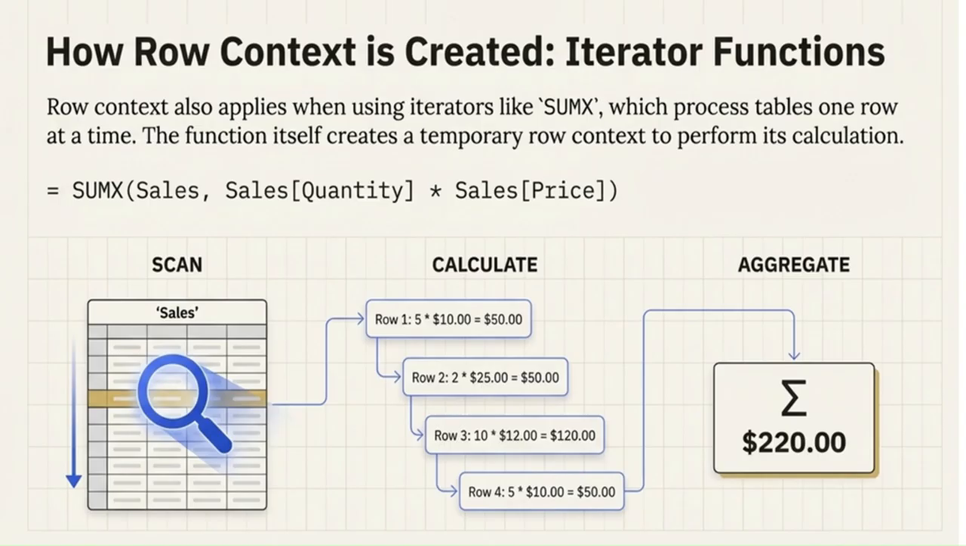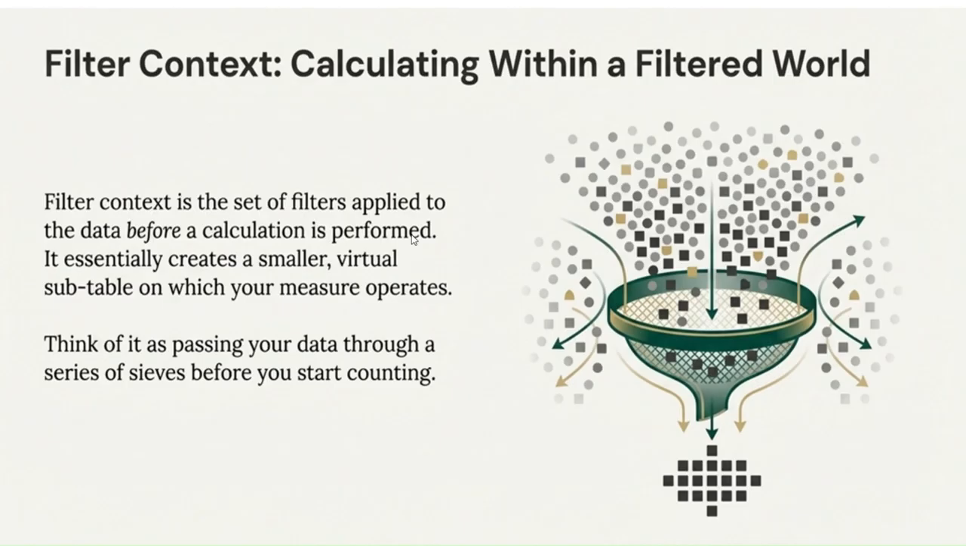How else is row context created? Row context is also created by iterator functions like SUMX. Iterators process tables one row at a time. Internally, SUMX works in three steps: scan the table, evaluate the expression for each row, aggregate the results. Even though SUMX is a measure, it still creates a temporary row context during execution.